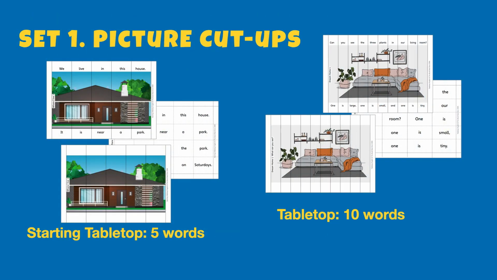So here is set 1, picture cut-ups. As you reassemble the picture cut-ups, you get a sentence appearing at the top and at the bottom of the picture. You can see that the Starting Tabletop activity has shorter sentences, and you'll also see that for both there are also blank pictures for discussion or creating your own sentences, and separate cut-up word cards for more advanced review.